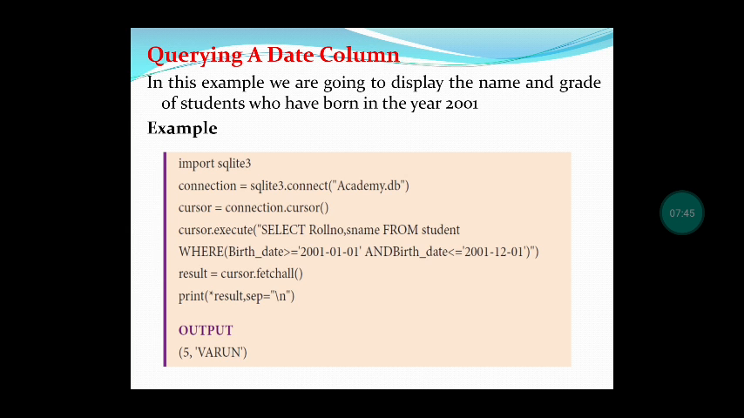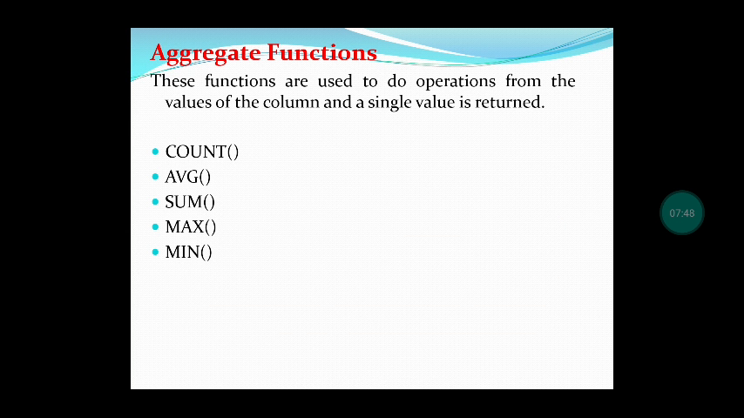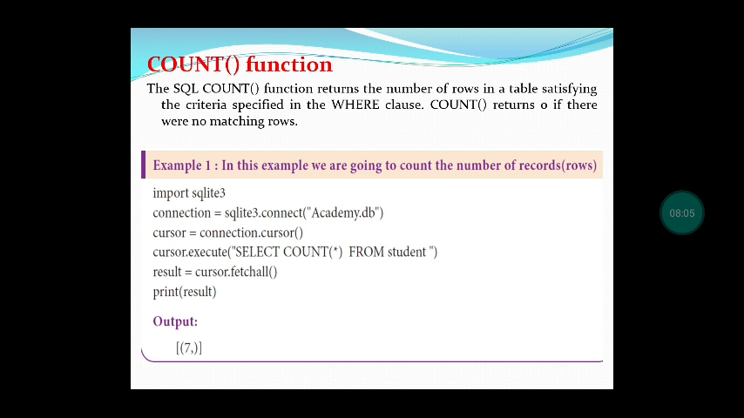Next, we will go for aggregate functions. These aggregate functions are used along with the select statement and clauses. Some of the aggregate functions are count, average, sum, max and min. Let us see first count. This count function is used to count the number of records in a table. In this example, we have used select count of star. 7 students are there, so we got the output as 7.